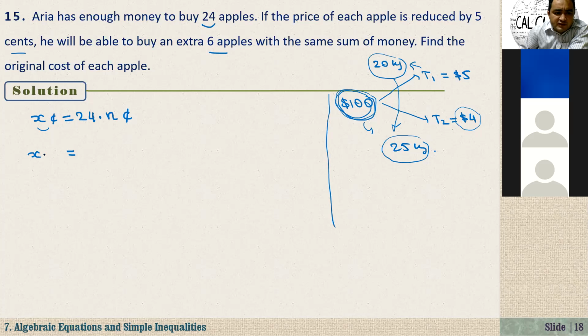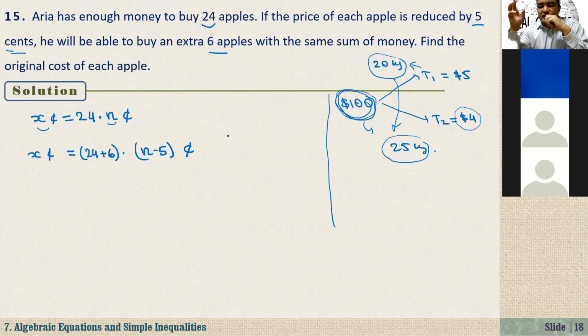So how much does she have? Still, she has X cents. But now, because she gets some discount, 5 cents, now she can buy 6 more apples. Now, not 24, she can buy 6 more apples if the price is 5 cents cheaper. So that means that now it's not N, it is N minus 5 cents, right? So see here, problems are different, but when we model this, their mathematical modeling is exactly the same.